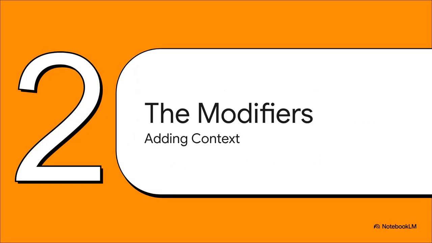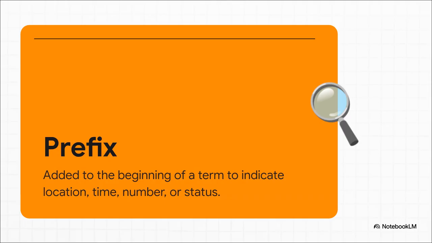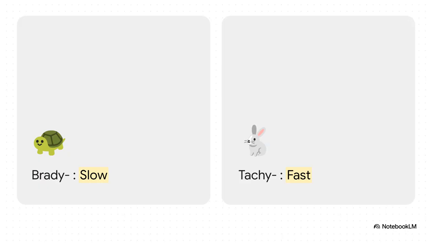Okay, so if the root is our main character, then prefixes and suffixes, well, they're the plot. They're what give the story all the interesting details, what's actually going on, where it's happening, and maybe even how. So let's start at the very beginning of the word, with the prefix. A prefix is like a little descriptor that gets tacked onto the front. It gives us clues about things like speed, size, or status. And here's a fantastic example of how they often work in pairs. You've got brady, which means slow, and then you have its opposite, tachy, which means fast. Two tiny prefixes that completely flip the meaning of whatever root they get attached to.